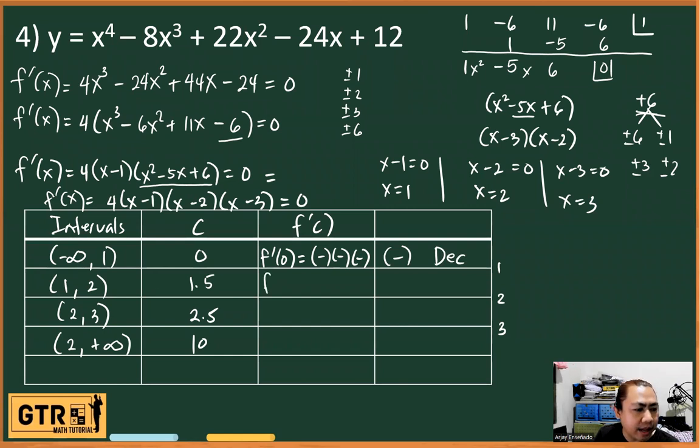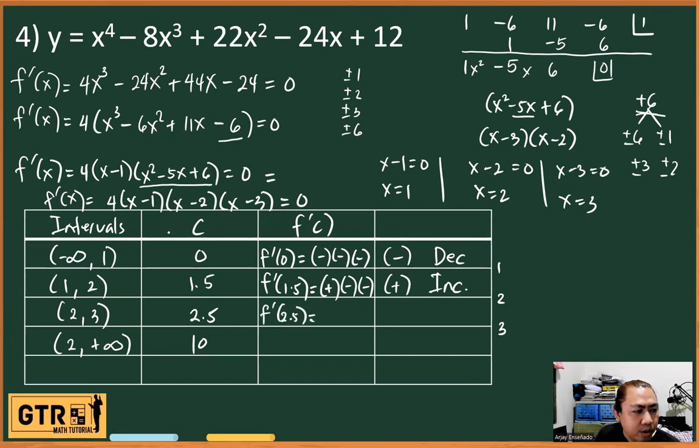So that is negative. Therefore, decreasing in this interval. Okay? And then f prime of 1.5. So we have 1.5 minus 1, that is positive. 1.5 minus 2, so that is negative. 1.5 minus 3, negative 1.5. So 2 negatives is positive. So therefore, increasing.